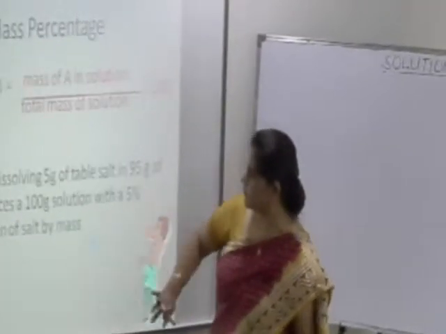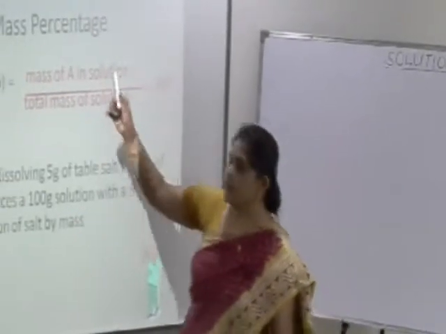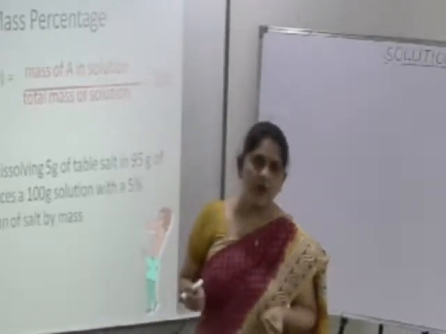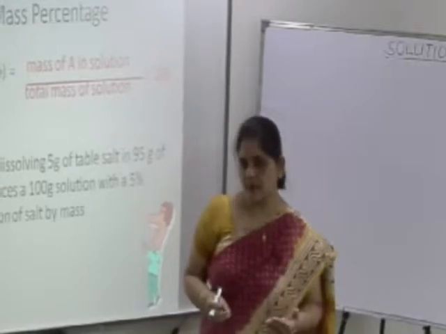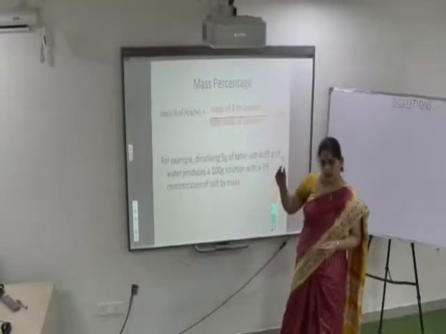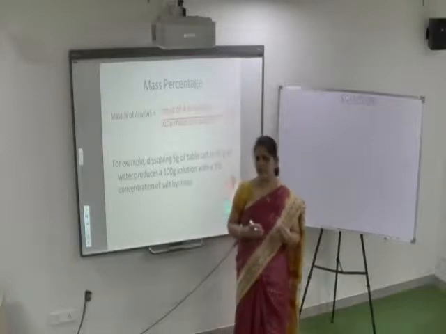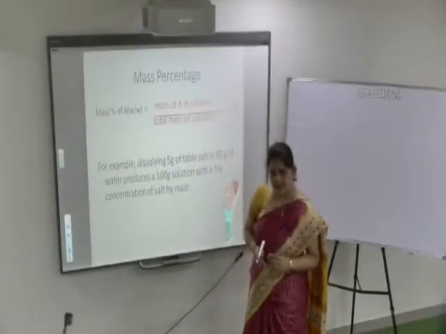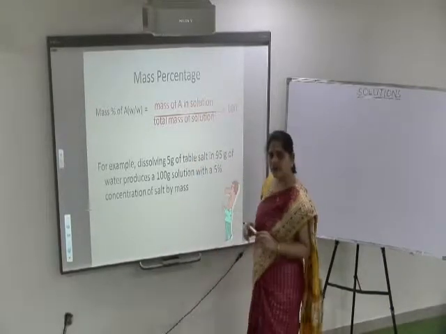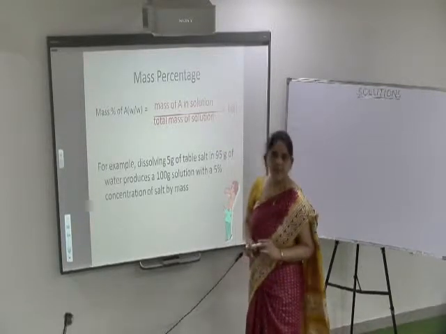The first one, mass percentage. As already said, percentage means on a scale of 100. Out of 100, what is the mass of the component whose mass percentage you are calculating? For example, you want to calculate the mass percentage of component A in a solution. Then the mass percentage of A will be mass of A in grams upon the total mass of solution in grams, multiplied by 100.